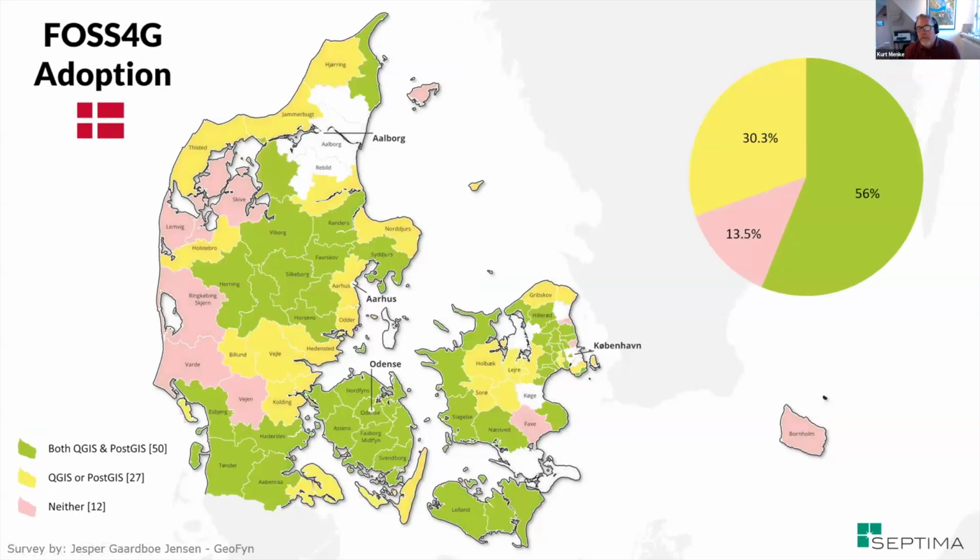So then I kind of combined these two and just called this map FOSS4G adoption. So this is in green, municipalities that are using both QGIS and PostGIS. In yellow, they're using QGIS or PostGIS. And then we have neither in pink. So between the two, you can say 86% are using QGIS and/or PostGIS, which again is, I think, pretty high. I'm wondering if there are any other countries with a similar adoption rate.